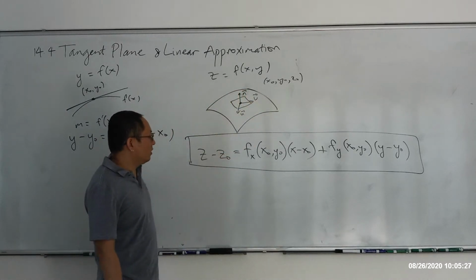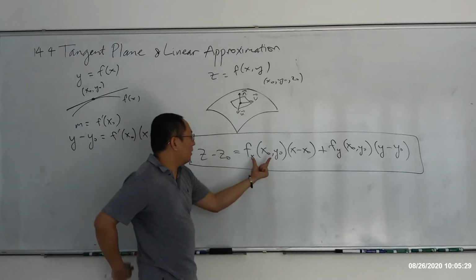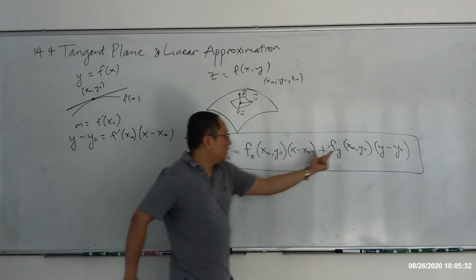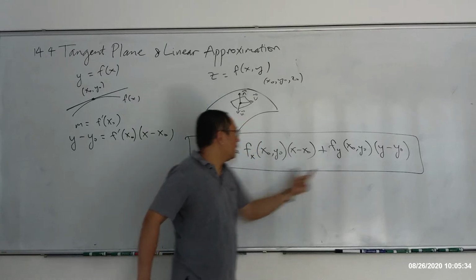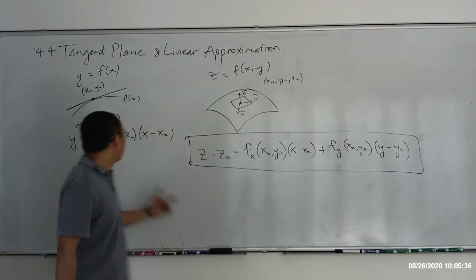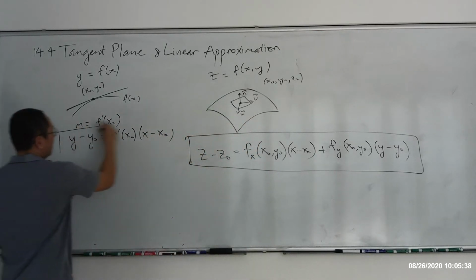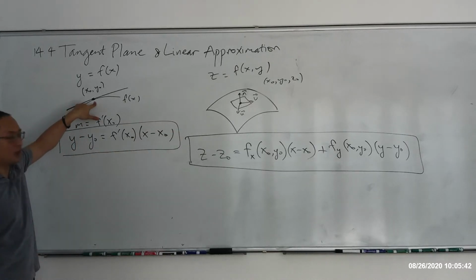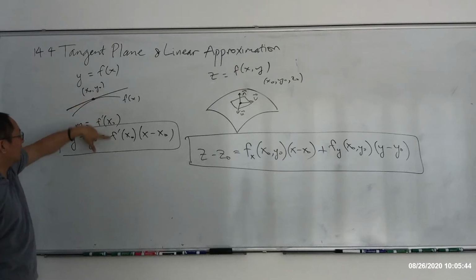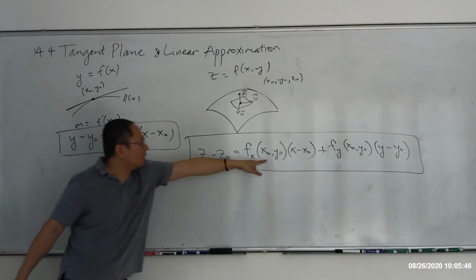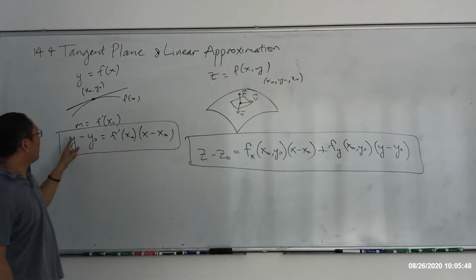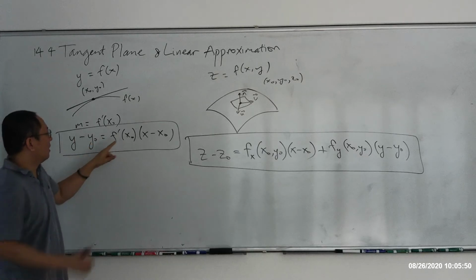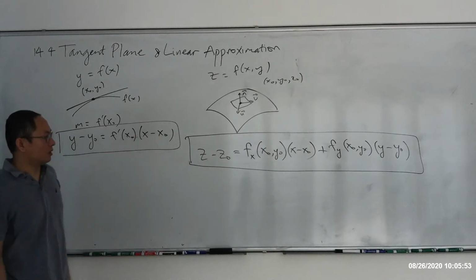So what do you need to do to find a tangent plane? You calculate the partial derivative with respect to x, you calculate the partial derivative with respect to y, and you plug into this formula right here. Just like when you want to find a tangent line, you find the derivative. Now with just one variable, we don't call it a partial derivative, just f prime. Plug in the point, you have the slope, and then y minus y0 equals slope times (x minus x0).